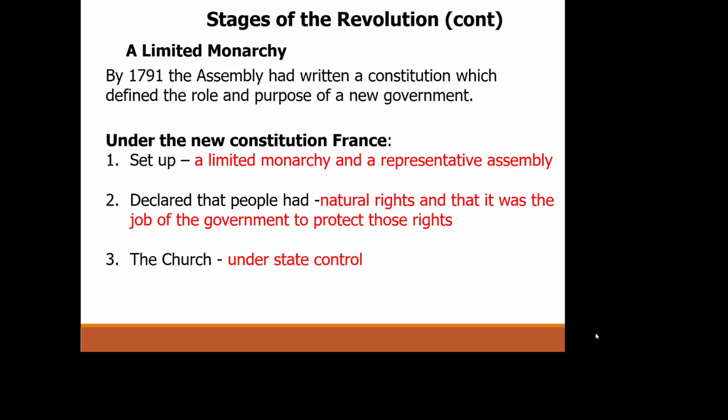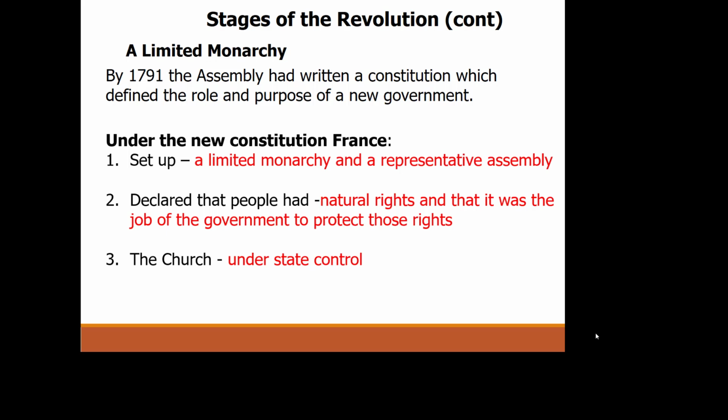They had written a new constitution that set up a limited monarchy. That's pretty important to recognize that the new constitution originally only limited the monarchy. It didn't get rid of it altogether. But it did want a representative assembly, something like what England had, and it declared that people had natural rights and that it was the job of the government to protect those rights. That sounds like an Enlightenment idea, right?